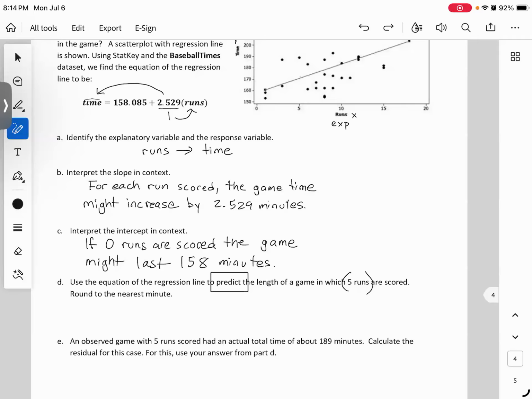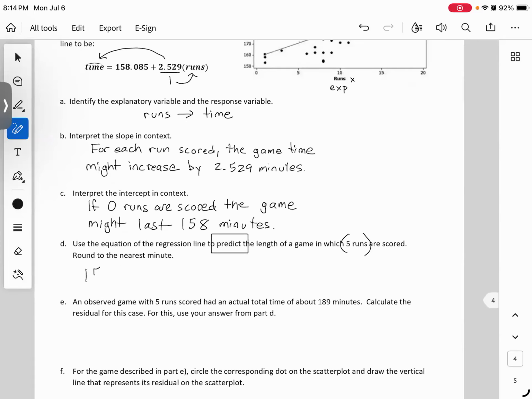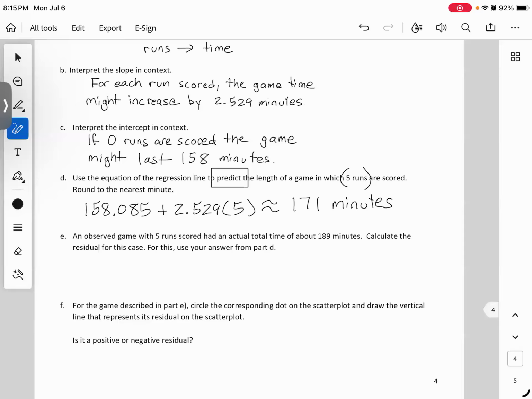Just type it in, 158.085 plus 2.529 times 5. And then you can round it. Yeah, you can go ahead and put it to the nearest minute. This would be our prediction for 5 runs. If 5 runs are scored, the game might last 171 minutes. So as I was already mentioning, the next part, E, wants us to calculate a residual.